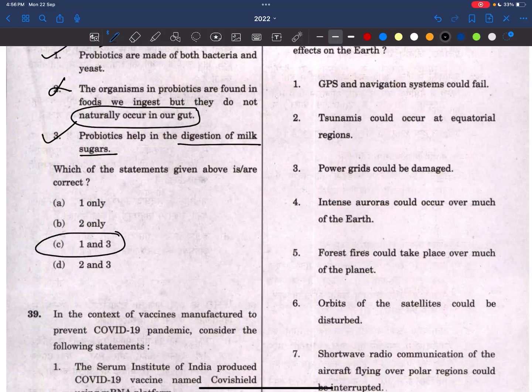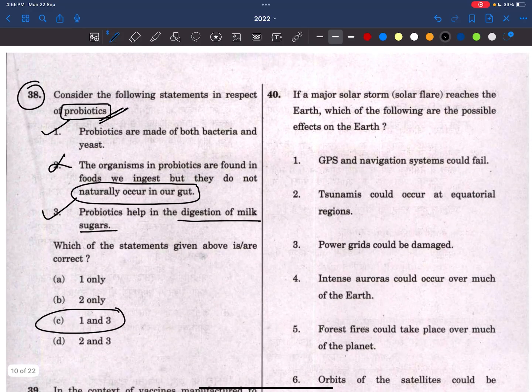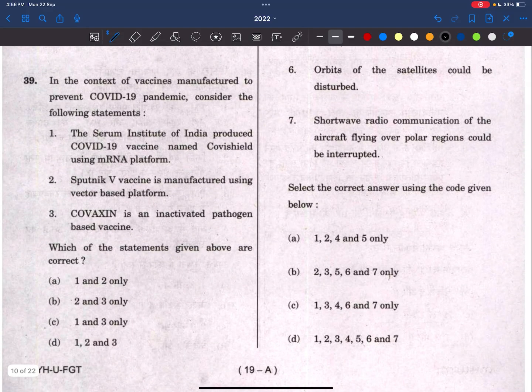Now see friends, what we have to read? We have to read about these probiotics, since UPSC has asked about these things. In science and technology, health is also very, very important, not only defense, and biotechnology as well. In health, diseases are very important. UPSC has asked many questions on diseases and on things which help the human lifestyle, like probiotics. Now let's move to the next question.